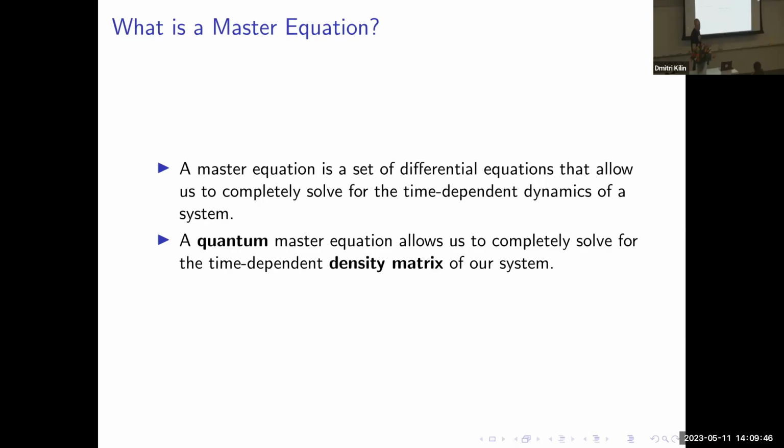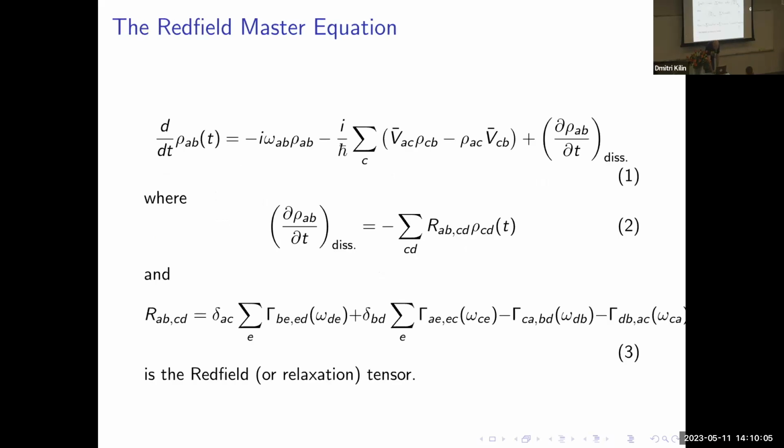Basically, it's a set of differential equations that allows you to completely solve for everything in your time-dependent system. So in quantum mechanics, that usually means that you can explicitly solve for your time-dependent density matrix, because then you can describe everything. So the first one that I'll be looking at here is the Redfield master equation, where this is the actual equation itself.